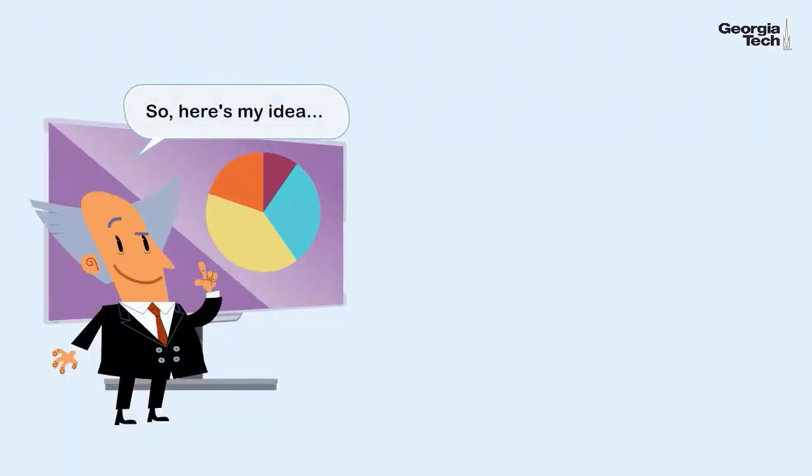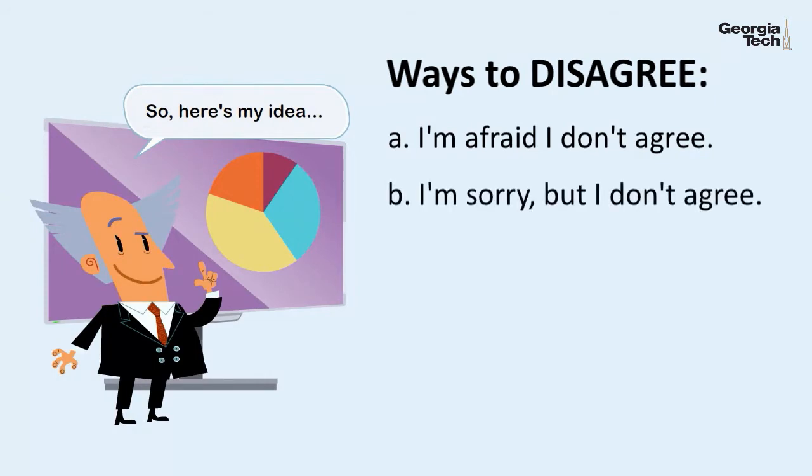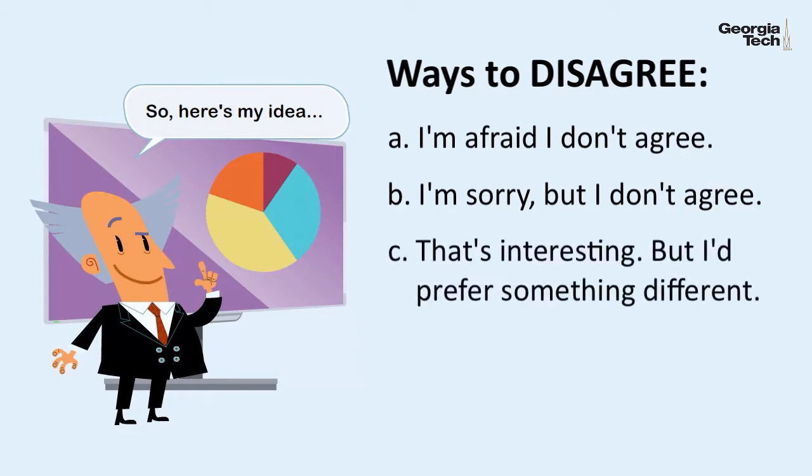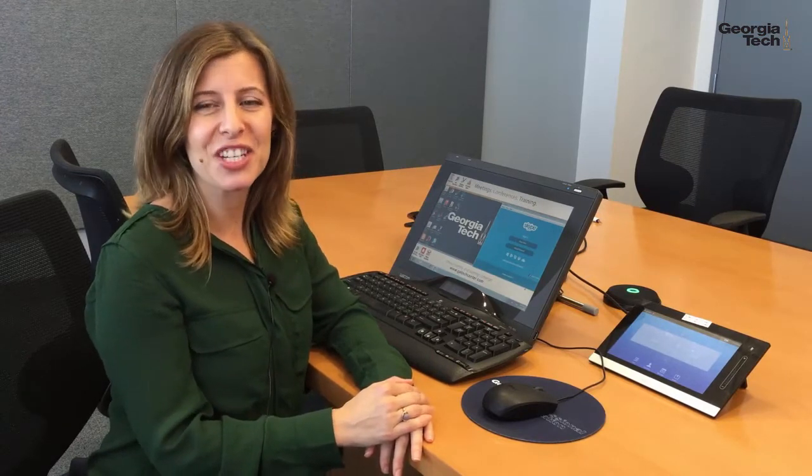So here's my idea. I'm afraid I don't agree. I'm sorry, but I don't agree. That's interesting, but I'd prefer something different. Actually, I disagree. With the right expression, it's possible to disagree and continue the conversation in a positive way.